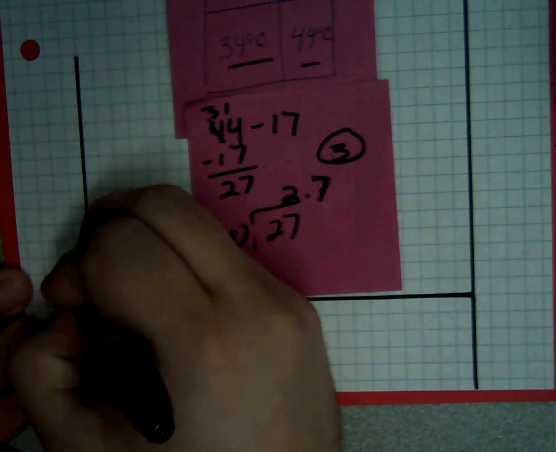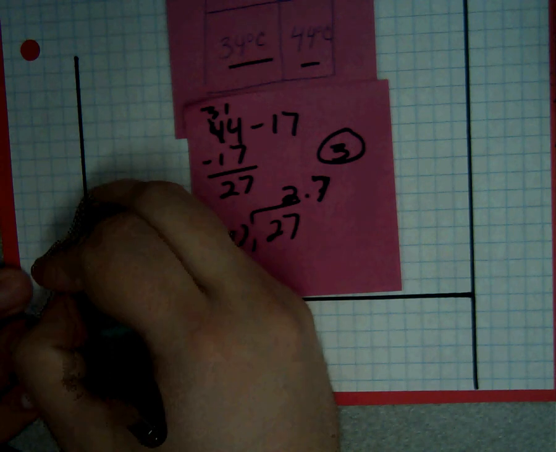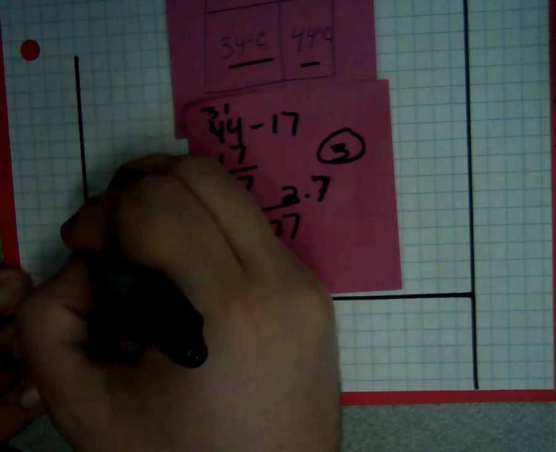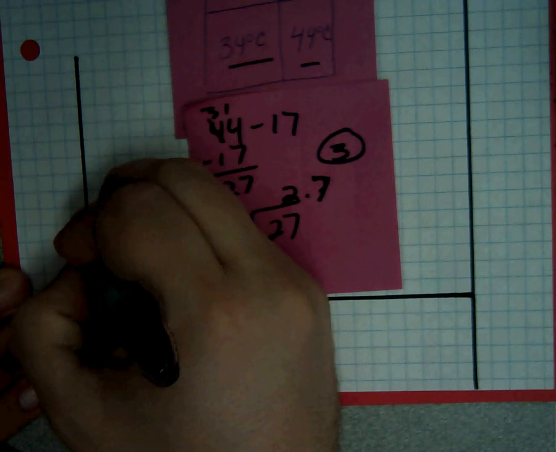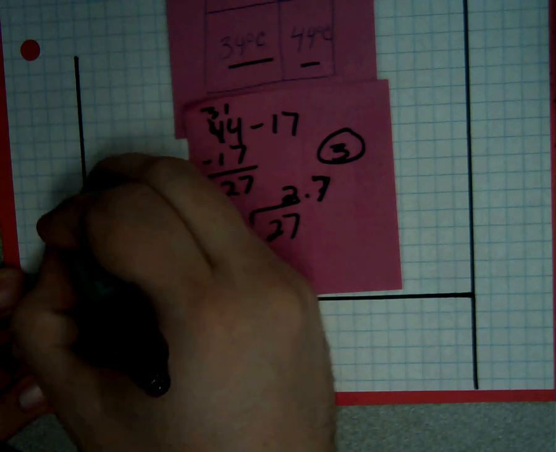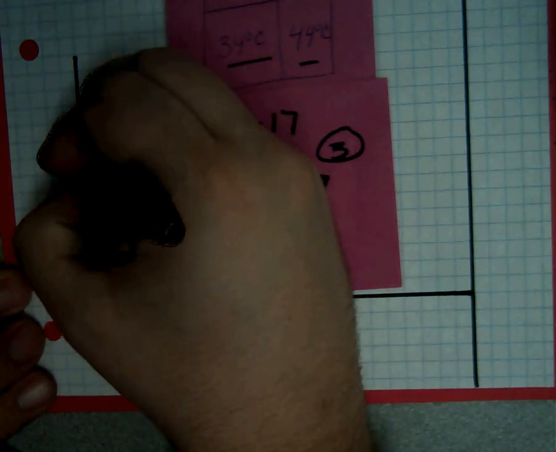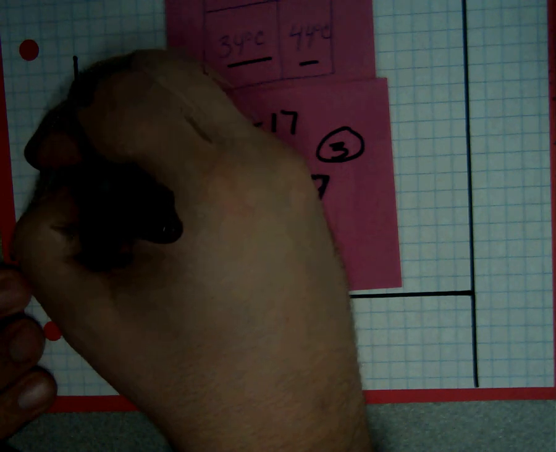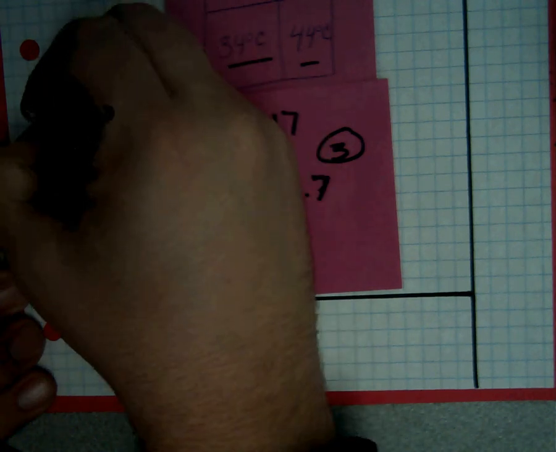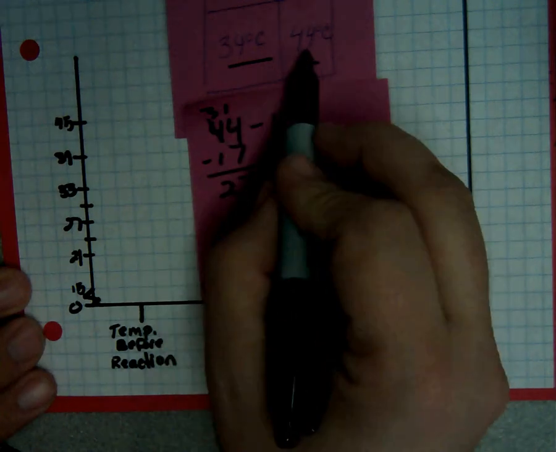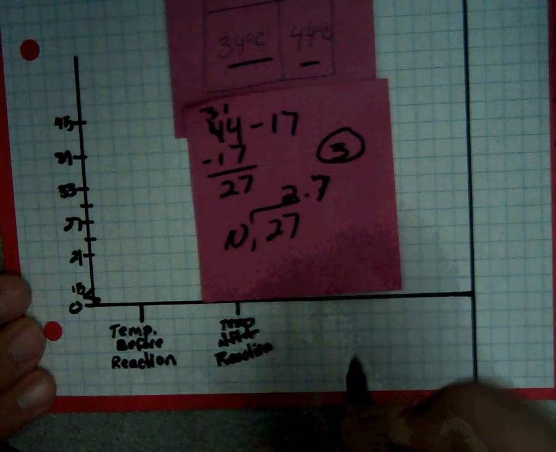So 15, 18, 21. Alright, so this would be 24, this would be 27. This would be 30 and 33. This would be 36 and 39. 42 and 45. And I've gone above my high value, so I can stop right there. Now let's go ahead and label what this is. This is temperature.